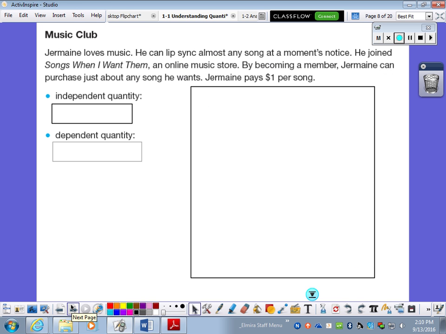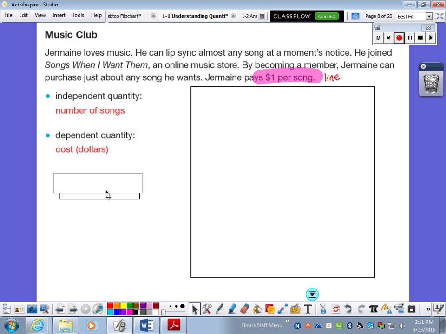Jermaine loves music. He can lip sync almost any song at a moment's notice. He joined Songs When I Want Them, an online music store. By becoming a member, Jermaine can purchase just about any song he wants. He pays $1 per song. Well, that's a rate. And anytime we're talking about a rate, we're going to be talking about something that is a line. Okay? And we have our independent and dependent variable. If it's a rate and it's a line, the more songs he buys, the more money he is spending.